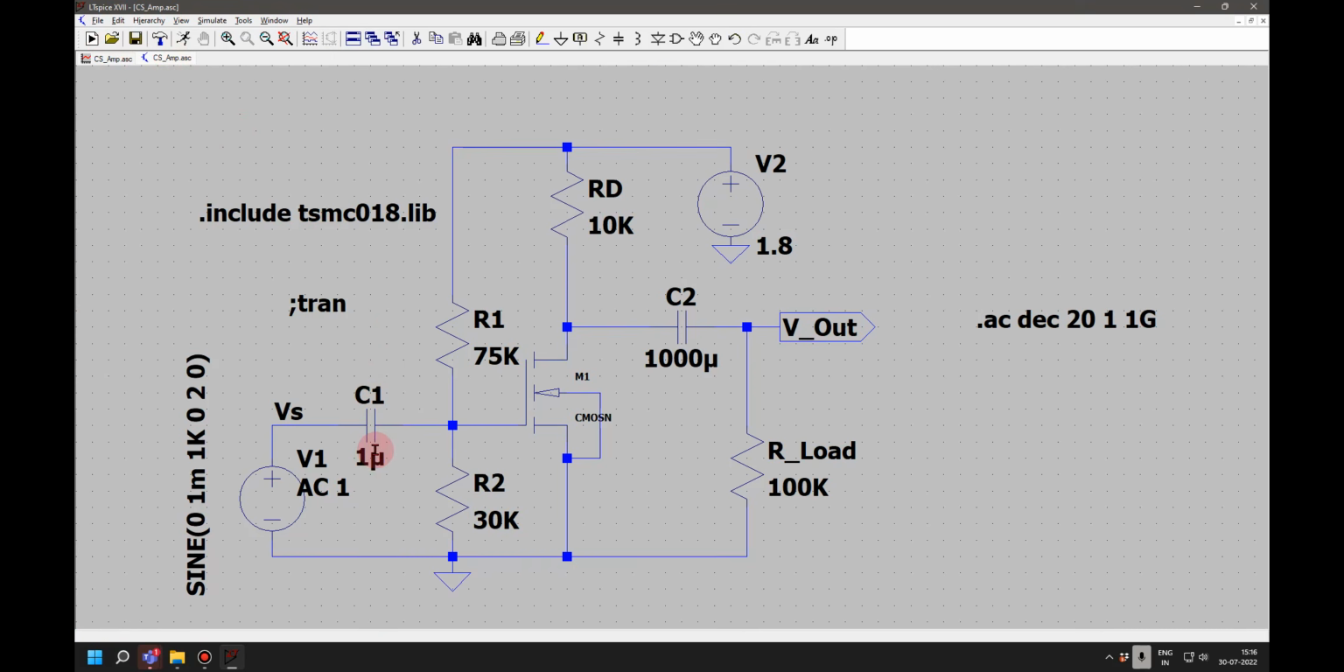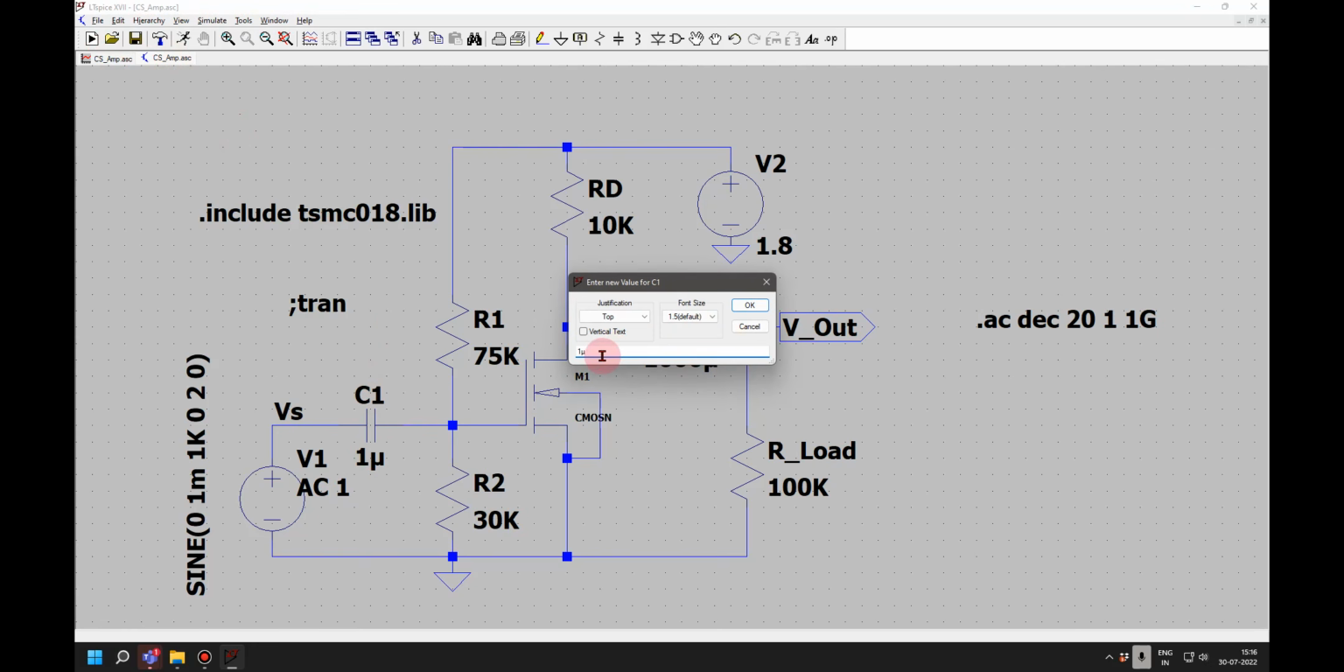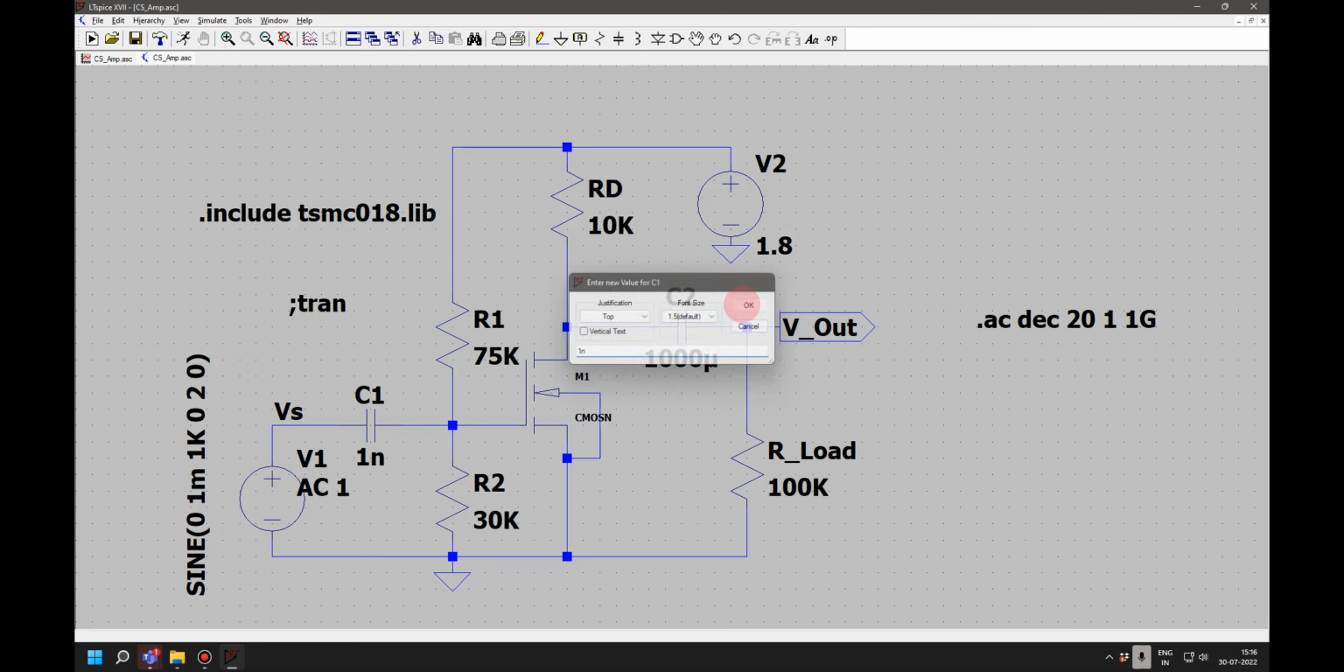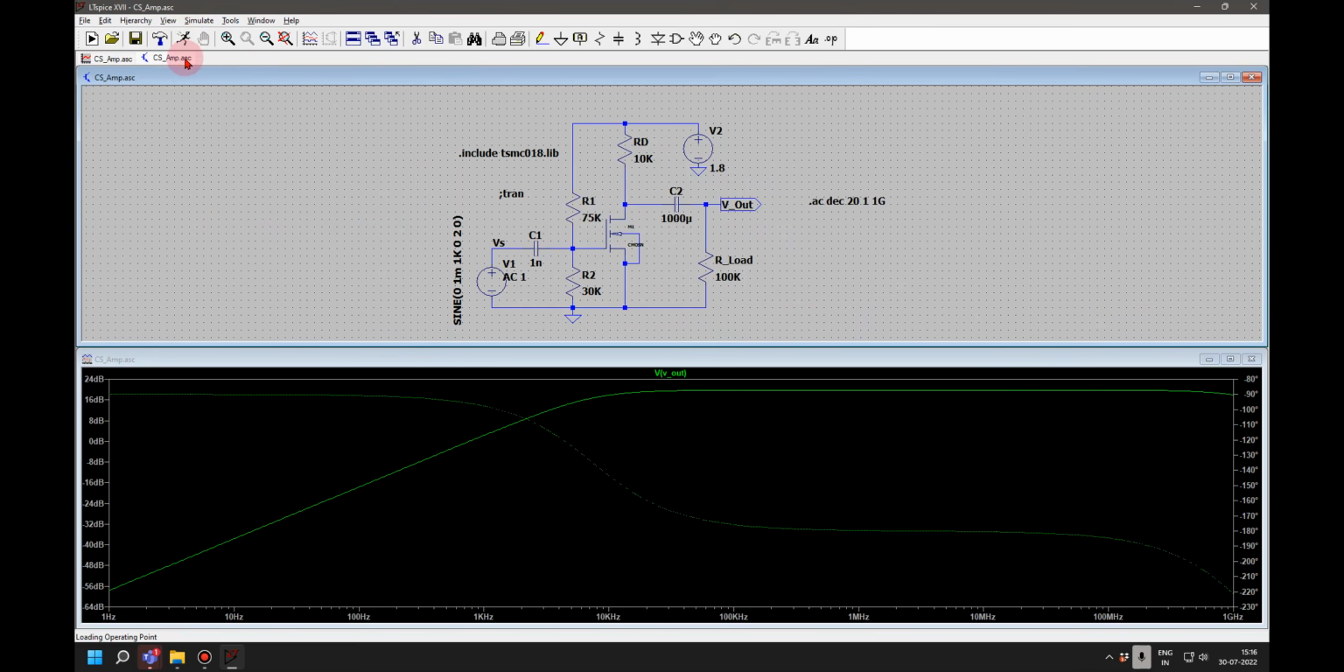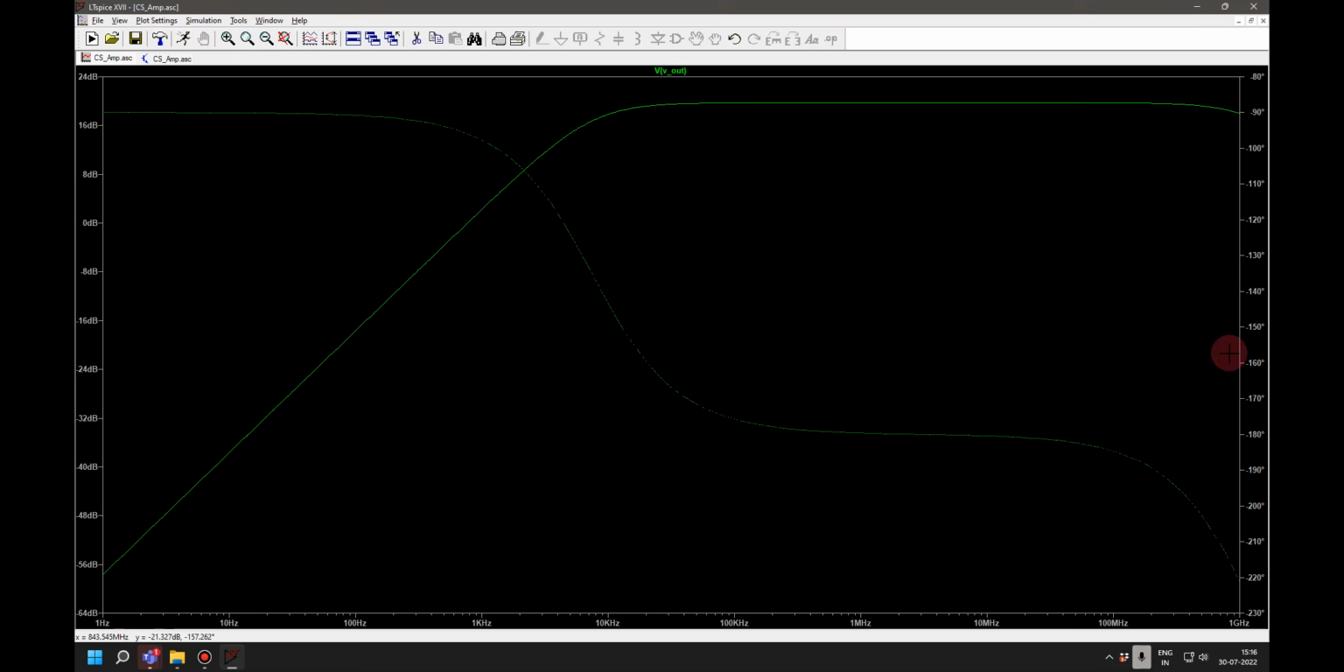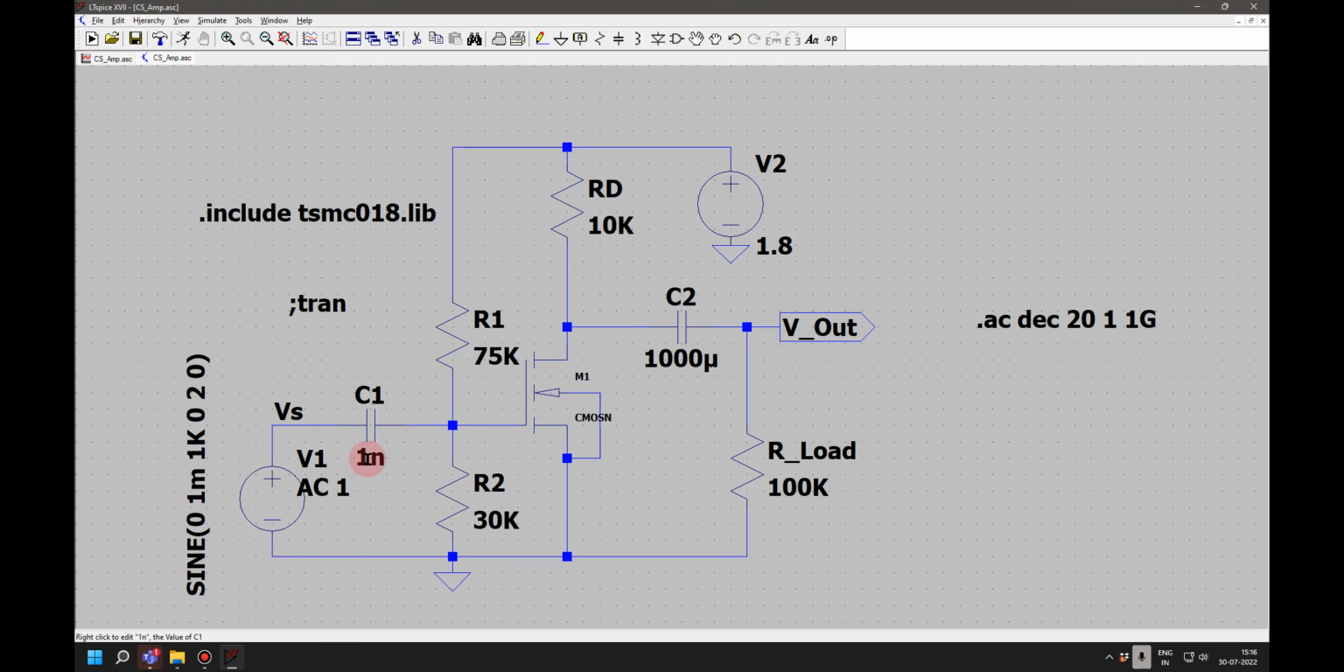Now if I put this as just 1 nano and I run it, you see here about 10 kilohertz. So you understand the importance of the other capacitance here. Is it okay with all of you? Yes, sir.